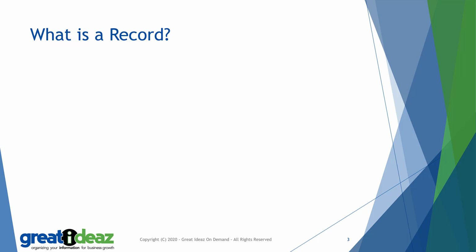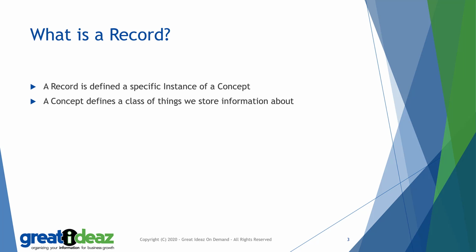Let's start by considering what do we mean by a record. Simply put, a record is a specific instance of a concept. Okay, so two new ideas here, instance and concept. So a concept defines a class of things that we want to store information about. So for an example, a vehicle could be a concept.